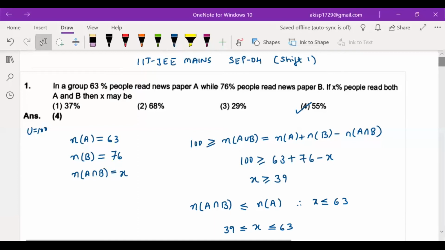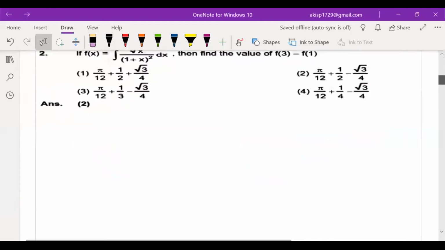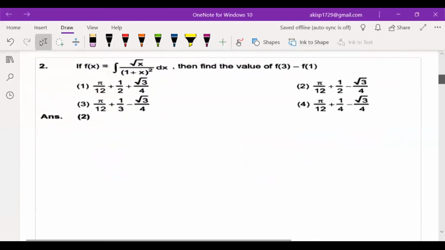Let us move on to the next question. The next question is asking us the value of this integral at 3 minus the value of the integral at 1. So let us simplify this integral itself. Here the function f(x) is given to us as the integral of root x by (1 plus x) whole square dx.